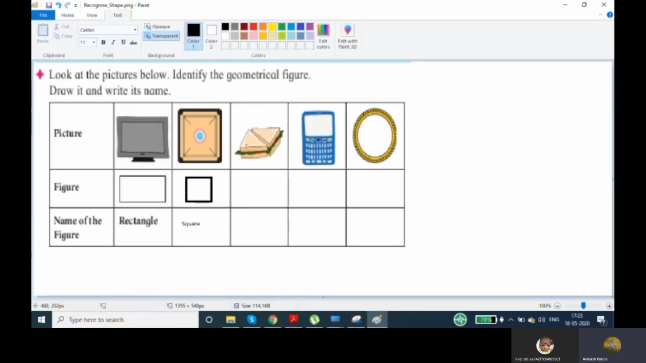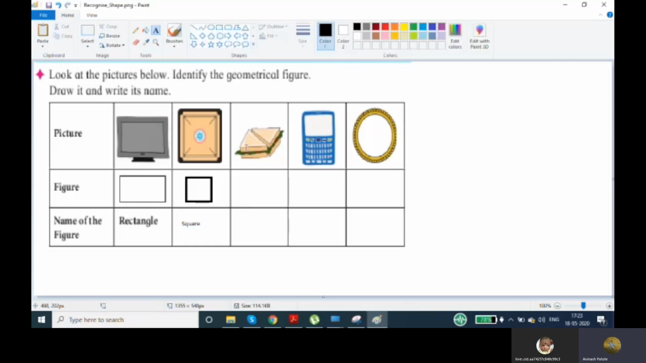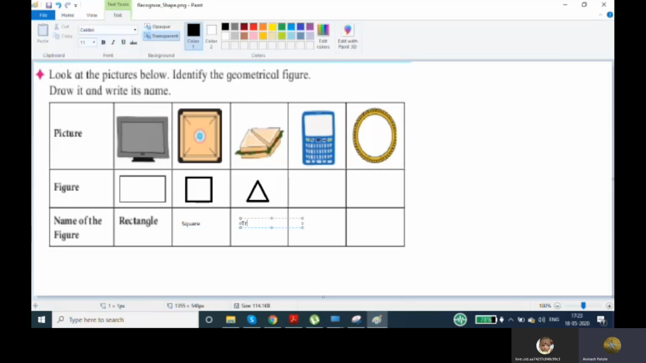Now let's look at the further diagram. We can see this is a sandwich made into 2 parts. However, we can see these 2 are triangles. So we are going to draw a triangle in the below box. So here we draw a triangle, and we are going further to write down what shape it is. So we are going to write down triangle.